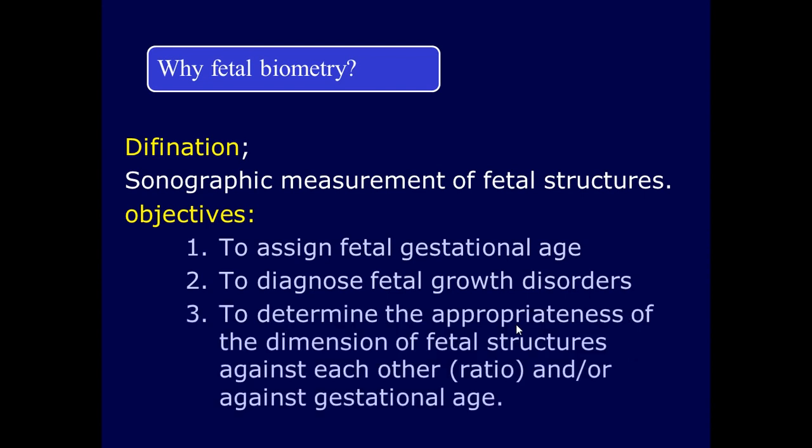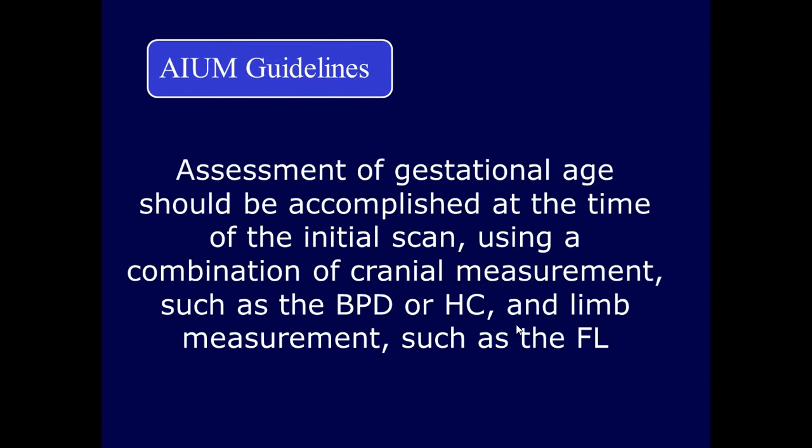Number three, to determine the appropriateness of the dimensions of fetal structures against each other, which is called a ratio, and or against gestational age. The guidelines of the American Institute of Ultrasound in Medicine for performance of antepartum obstetric ultrasound examination state that assessment of gestational age should be accomplished at the time of the initial scan using a combination of cranial measurement such as biparietal diameter or head circumference and limb measurement such as femur length.